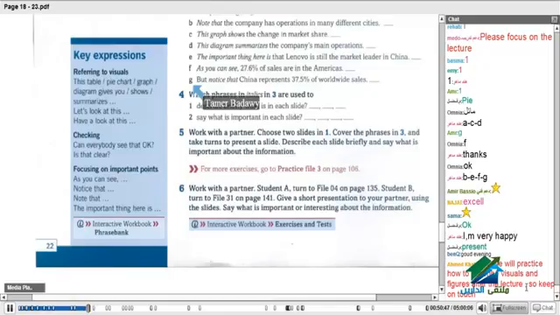Okay, very well. Checking, can everybody see that, okay?